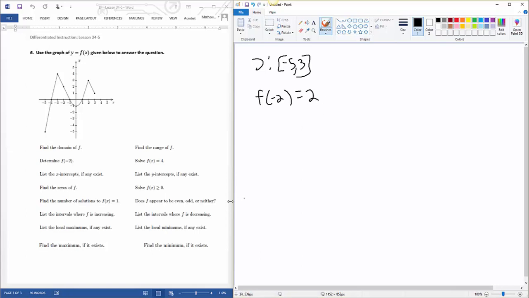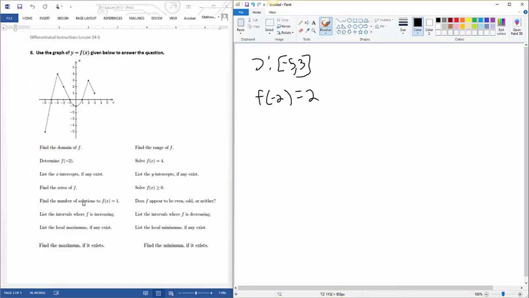It says list the x-intercepts where it crosses the x-axis. It crosses here, here, and here. The zeros of f are the same as the x-intercepts. For my class, we said that for x-intercepts, we're going to list the coordinates. So I'd list it as (-4, 0), (-1, 0), (1, 0). The zeros, I would just say -4, -1, and +1.